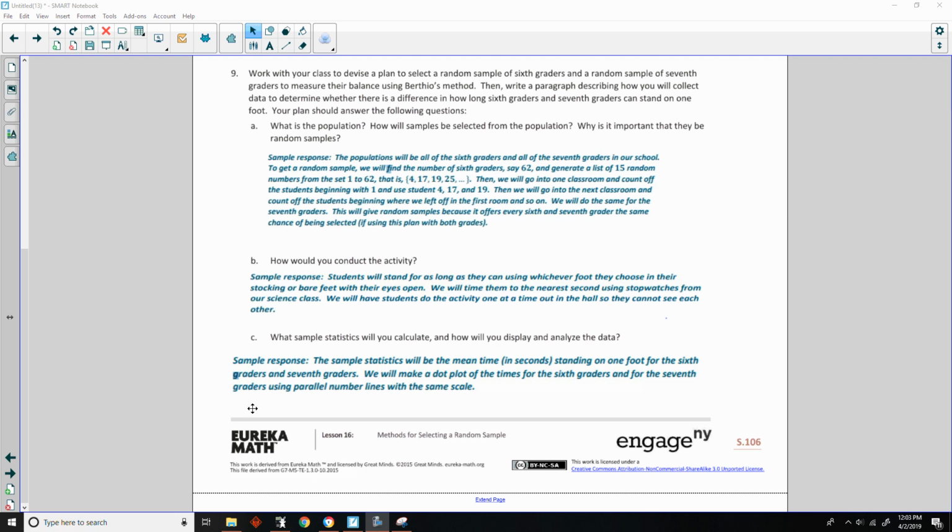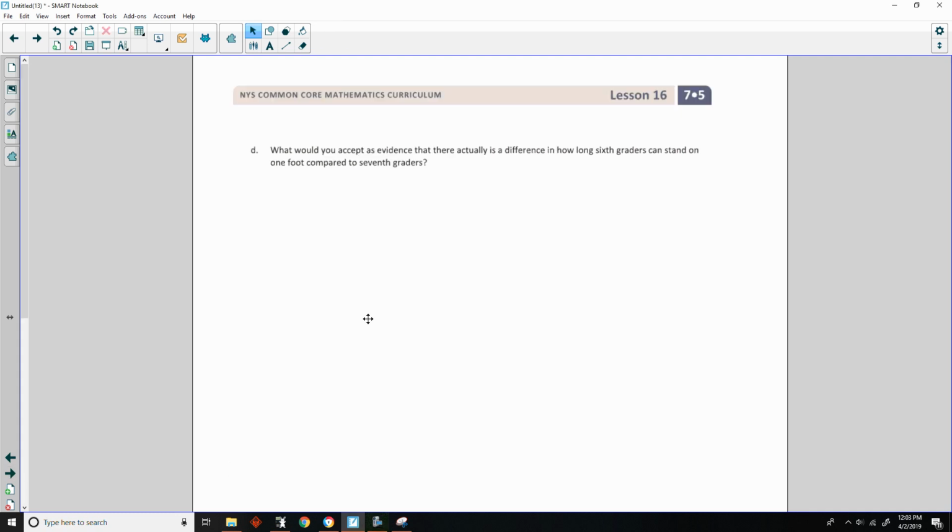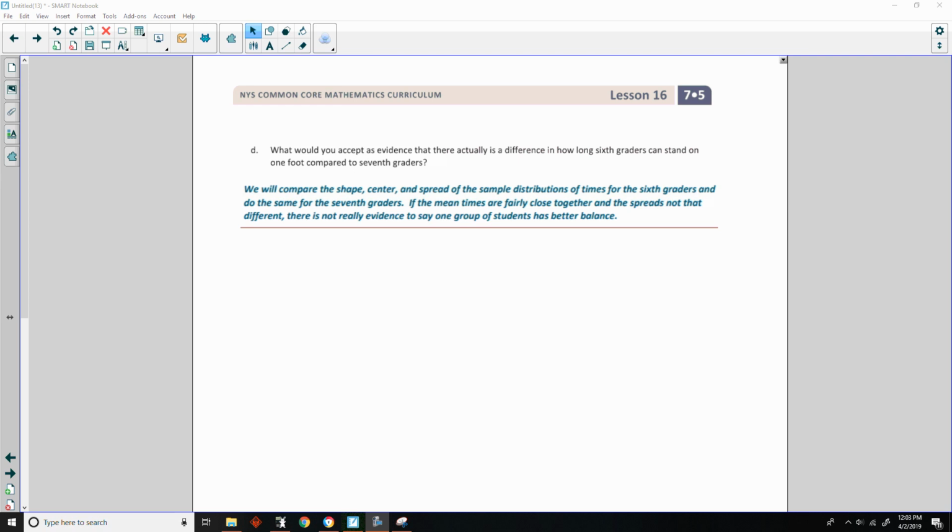Part D, what would you accept as evidence that there actually is a difference in how long 6th graders can stand on 1 foot compared to 7th graders? Okay, we will compare the shape, center, and spread of the sample distributions of times for the 6th graders and do the same for the 7th graders. If the mean times are fairly close together and the spread's not that different, there is not really evidence to say one group of students has a better balance than the other.